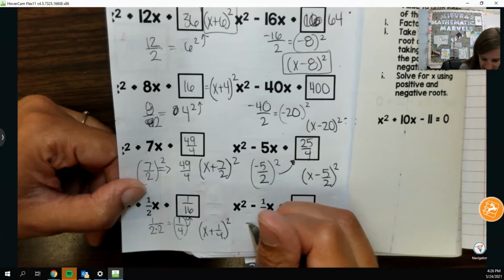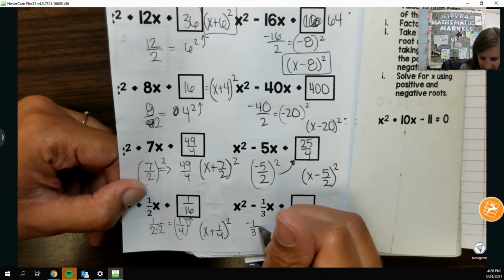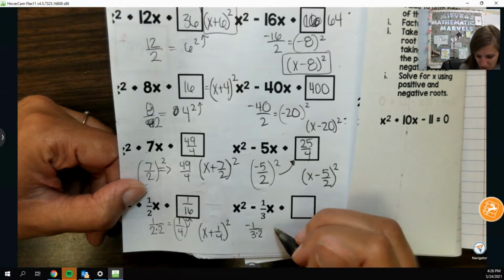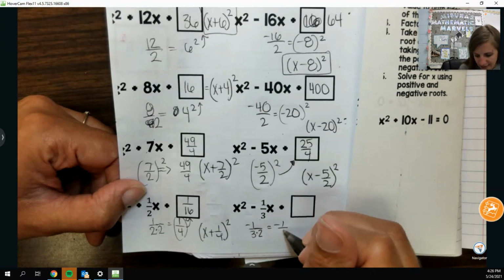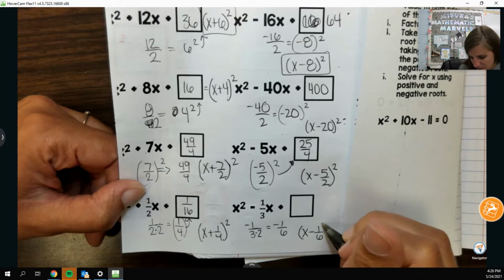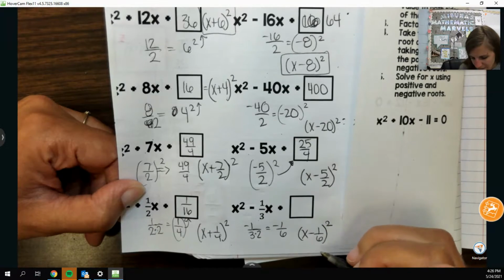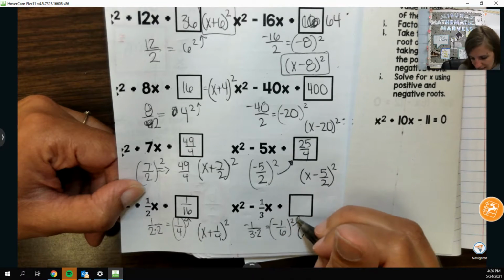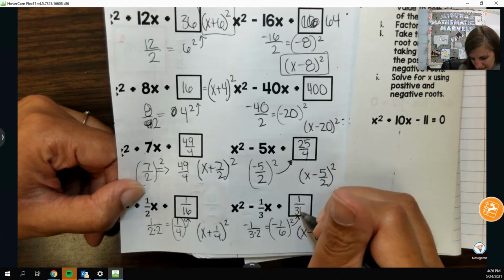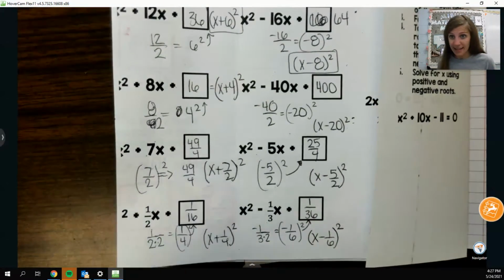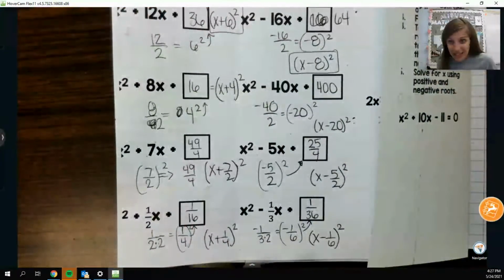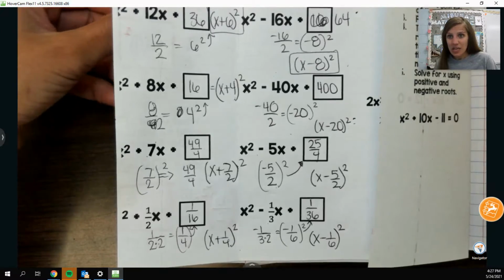Last but not least, if I take the negative 1/3 in half, I just need to put a 2 underneath again, because I'm just dividing by 2. So I get negative 1/6. So I know in parentheses I'm going to have x minus 1/6 squared. And then I got to square it to get the magic number. And so negative 1 squared is 1, and 6 squared is 36. So 1/36. Oh my word.